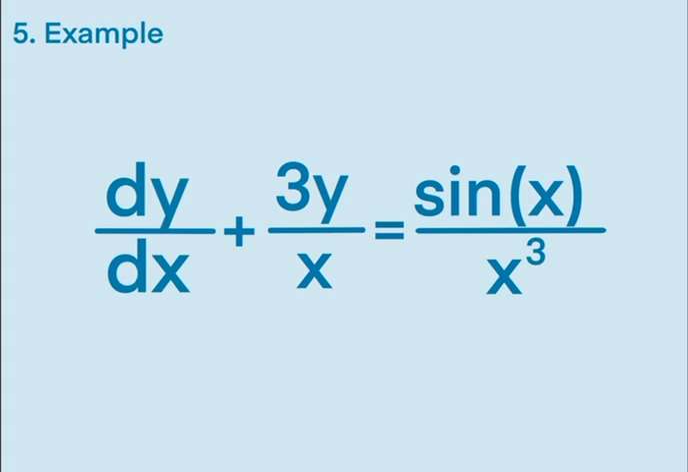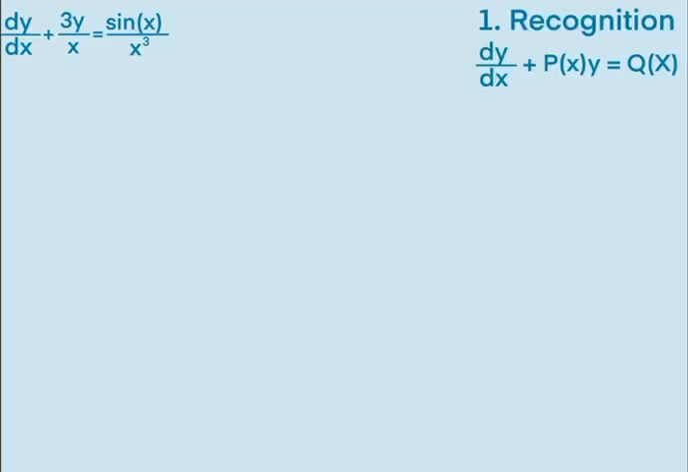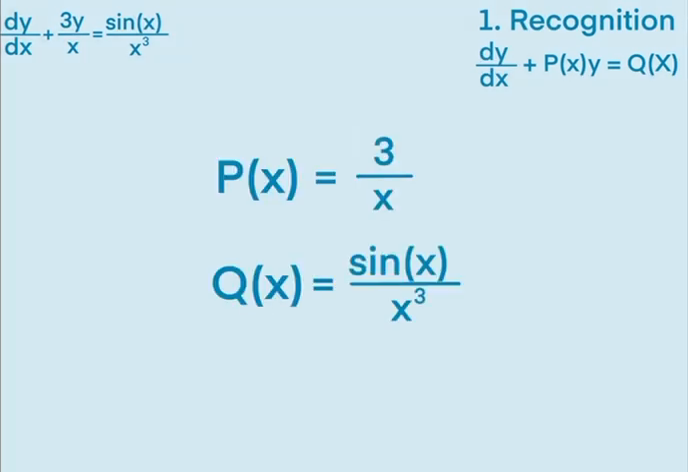Looking at the form, we can see that it fits the standard form of integrating factor, where 3 over x times y is a function of x multiplied by y, and sine x over x cubed is a function of x. Let's return to the steps from just now. By comparing our question to the standard form of an integrating factor question, we can see that p of x is equal to 3 over x, and q of x is equal to sine x over x cubed. This verifies that we should use integrating factor to solve this problem.